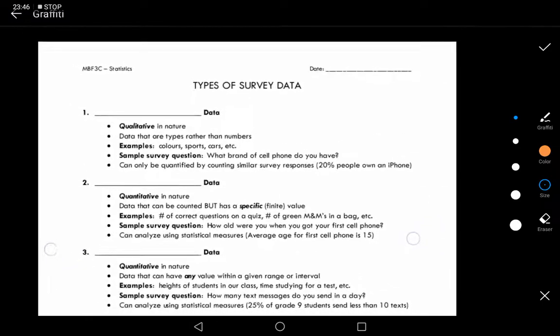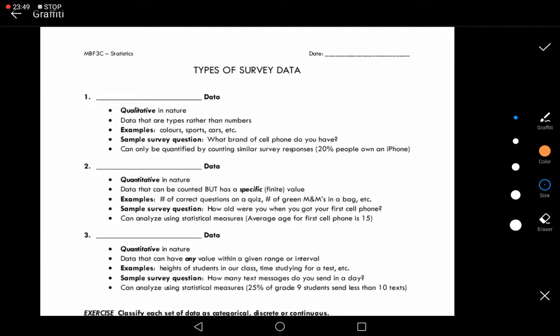So this is just the second part of the note. So it's two separate documents here. So types of survey data. Okay, so we've talked about sampling and collecting that data. Now we're going to talk about what types of survey data we can have. So the first is called categorical data.